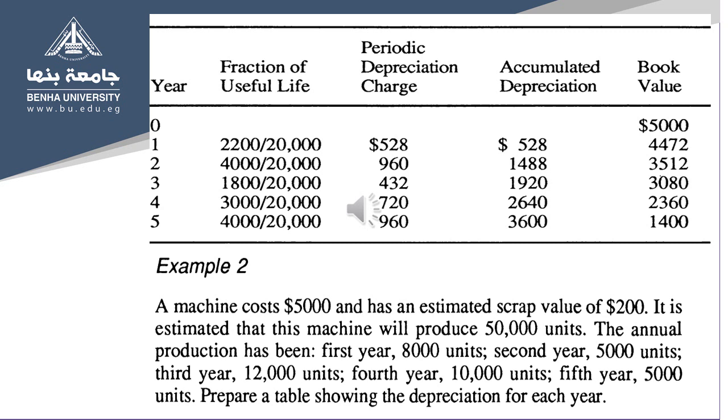The third year: the wearing value 4,800 multiplied by 1,800 over 20,000 equals 432. This must be added to 1,488, so the result is 1,920.